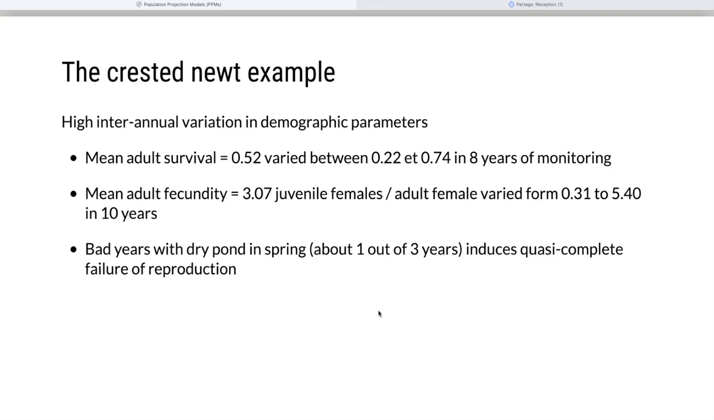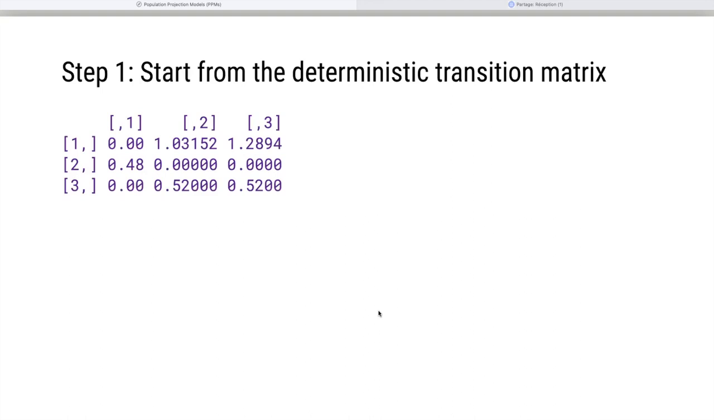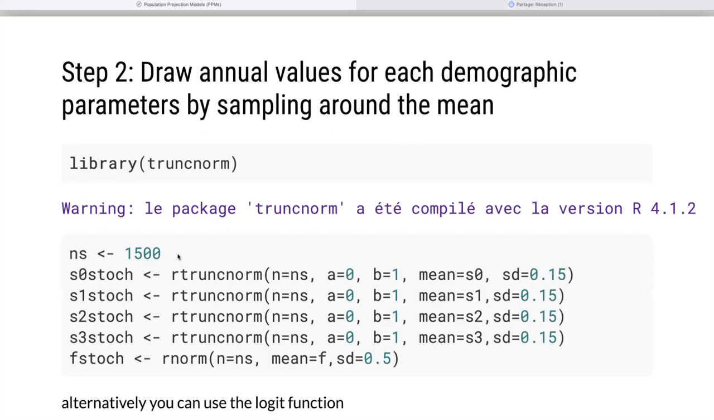Okay, so let's try both methods. If we start from the deterministic matrix, we can draw annual values for each demographic parameter by sampling around the mean value of the distribution. For that, we could use a logarithmic function, or here I'm using a truncated normal distribution because we are not so close to zero. I constrained the survival parameters so we can only sample values between zero and one. The mean for immature survival is the average immature survival with a standard deviation estimated from the data. Here I use 0.15, but you could actually use the standard deviation of your survival estimates obtained from the capture-recapture model. Same for subadult and adult survival.